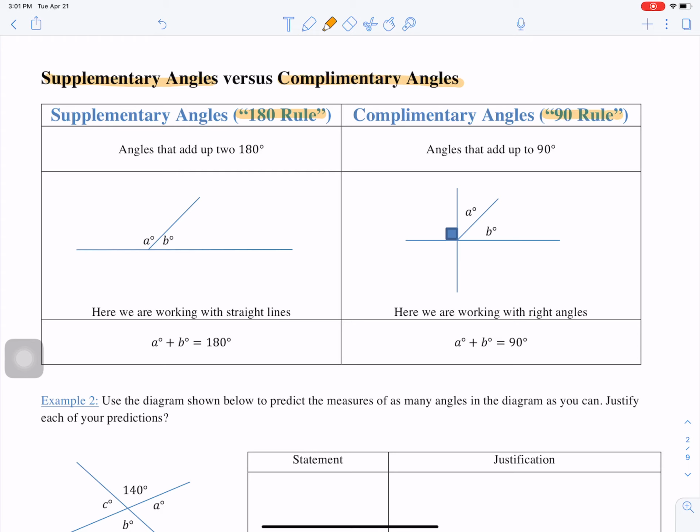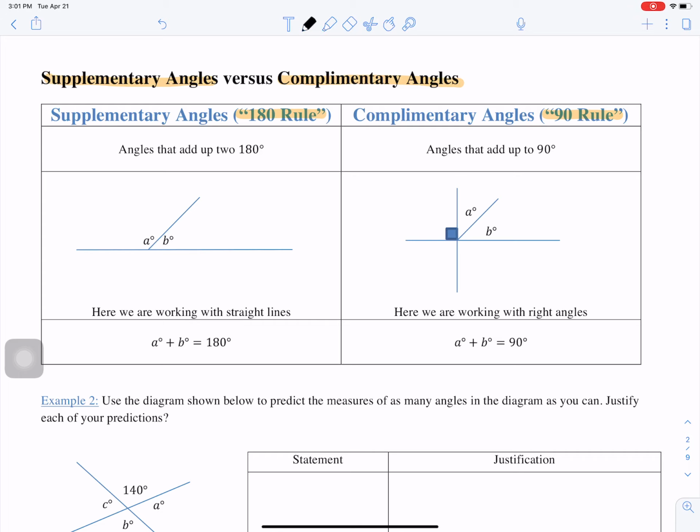So I'm trying to use more familiar names for you guys instead of using supplementary and complementary all the time, because if I say 180 rule, that might trigger you to remember that the angles have to add up to 180 degrees. When I say the word 90 degree rule, then you have to think that the angles add up to 90 degrees. So complementary angles are the 90 degree rule, supplementary angles are the 180 rule.